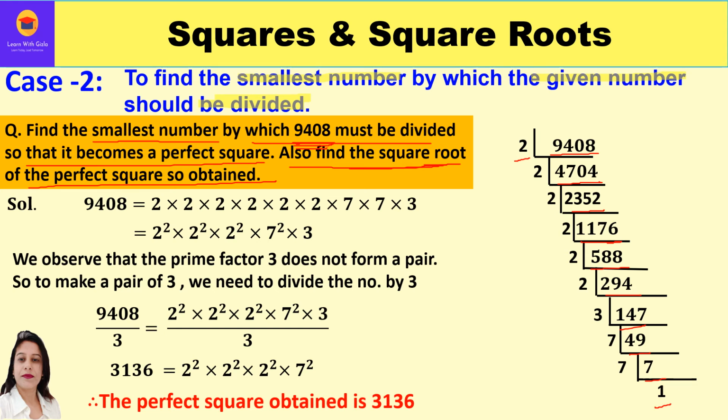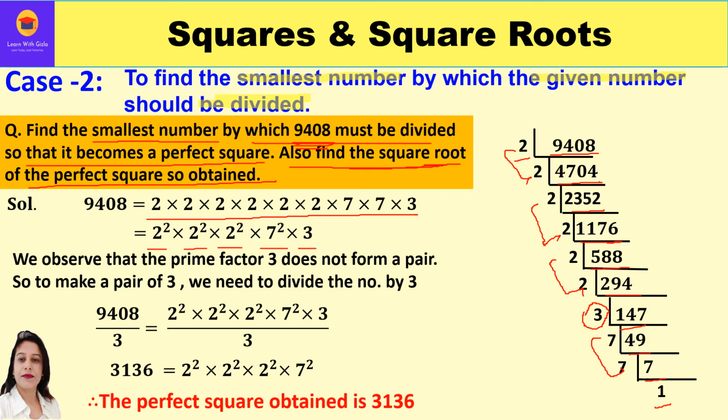Now we are going to write the factors in the product form over here, and we will start making pairs. Let us see whether we can make the pairs or not. No, only one number, that is 3, is left unpaired. So we can write these pairs as 2 square into 2 square into 2 square into 7 square into 3. Up till now the same steps are going as we had done in case 1.